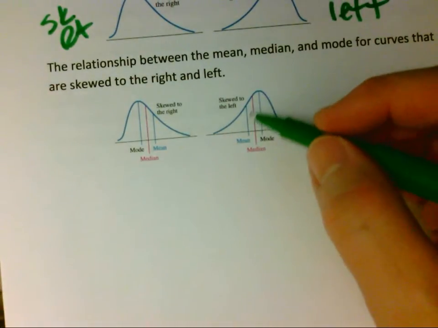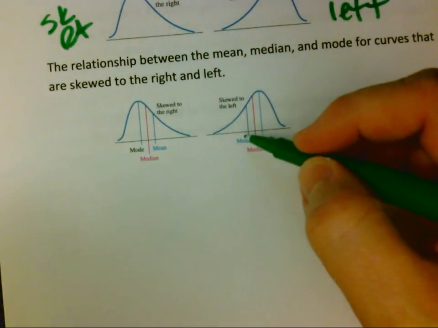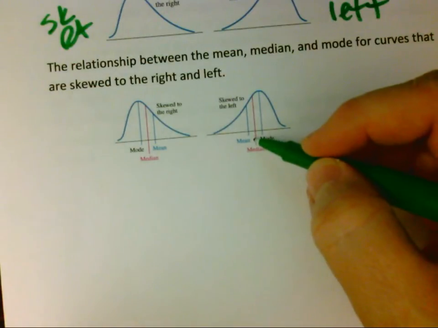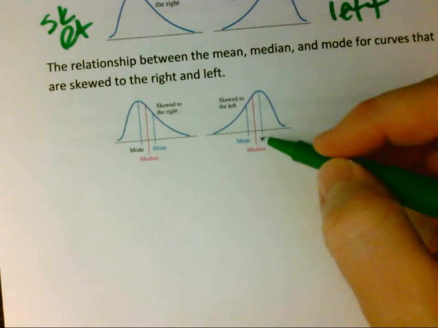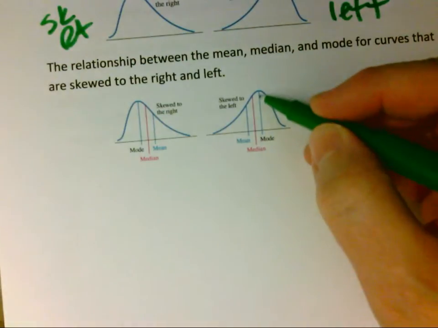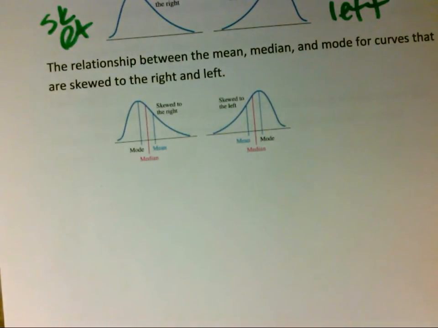In a skewed left distribution, the first thing we see is the mean, followed by the median in the middle, and the mode at the highest peak of the distribution. Okay.